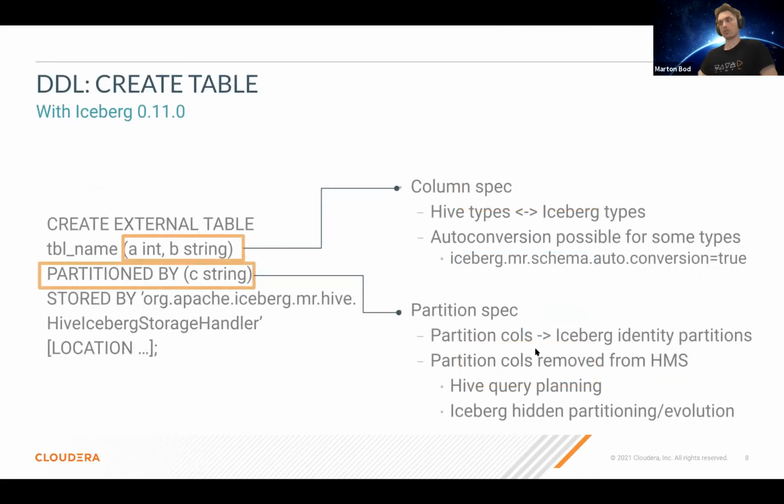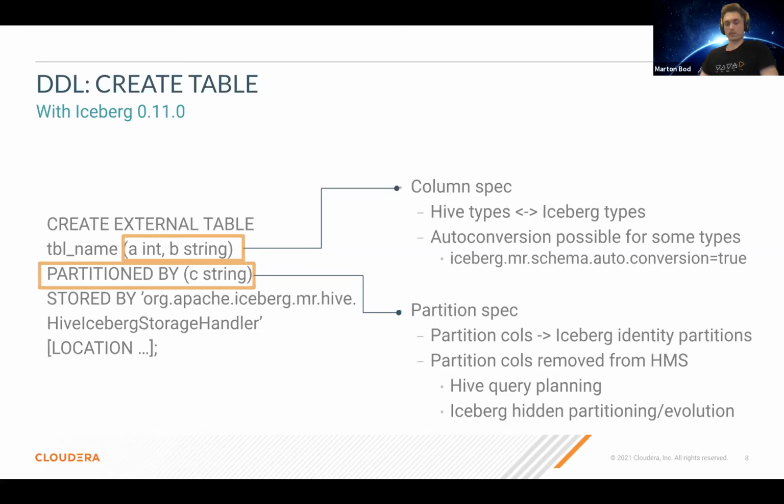Right, so I wanted to start with the create table statement. So on the left half of the slide, you see a create table statement, which basically creates a table with two columns, A and B, and also a partition column, C. And we have also specified that it should be stored by the Hive Iceberg storage handler, which essentially means that it should be an Iceberg table.